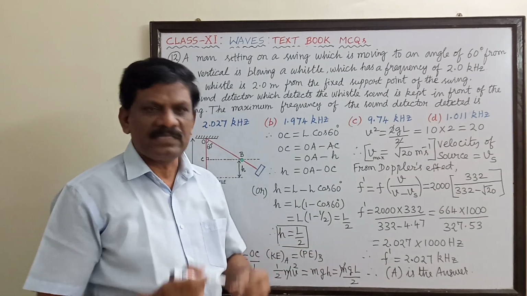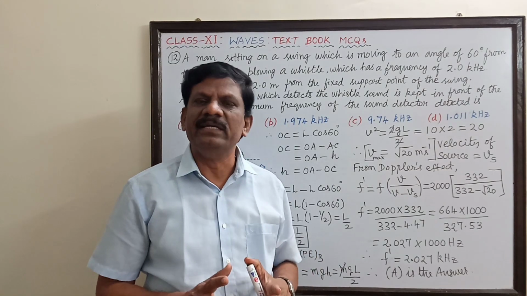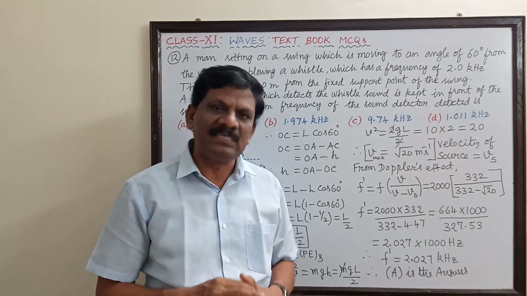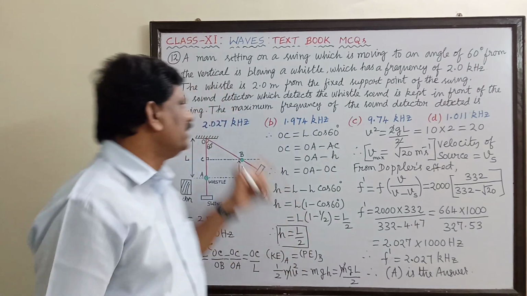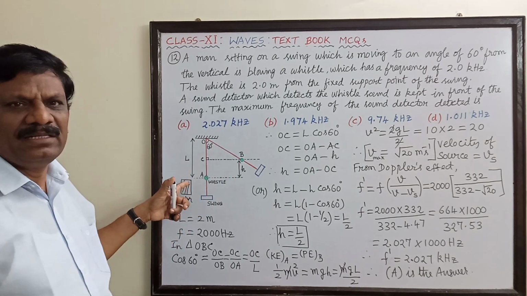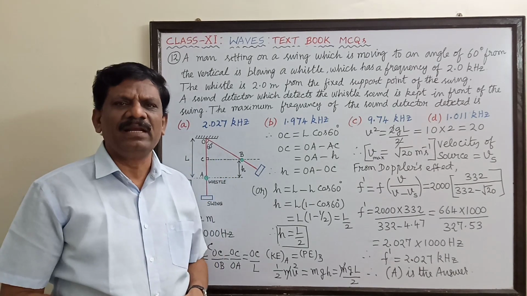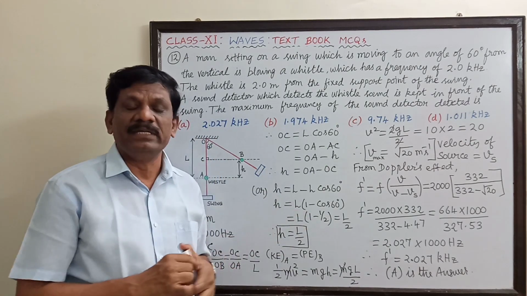So what is the answer we have got? F dash, the apparent frequency, is 2.027 kilohertz. So once again, my dear students, I am repeating, such problems will be very tough only the first time. But when you do similar problems by taking different angles and different lengths and all, then you will definitely practice this well and you will be thorough with this. So what idea did we use here?